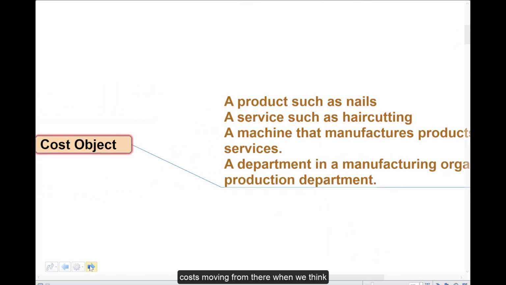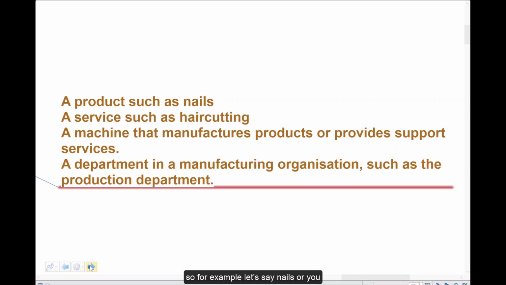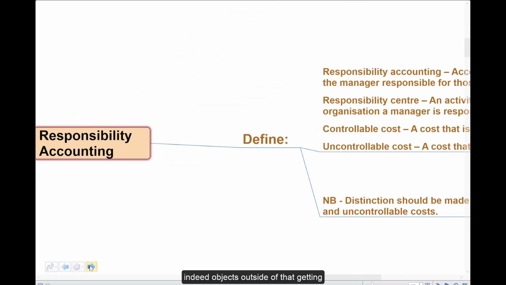Moving from there, when we think about cost units, we should also be thinking about cost objects. In other words, the idea that we have a range of different cost units making up something. So for example, let's say nails, or a service of some kind, e.g. hair cutting, or perhaps an object that manufactures or provides support services for a particular product or service. Or maybe even a cost object might be a department, i.e. the production department. So let's distinguish between units and indeed objects.